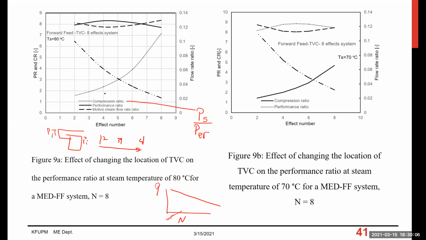But the figure that we see here is the motive steam flow rate. The motive steam flow rate decreases as we are moving the TVC location. So we are having some sort of two counteracting parts. And if you combine the effects together, we get this figure here, which is showing an optimum performance at this location.